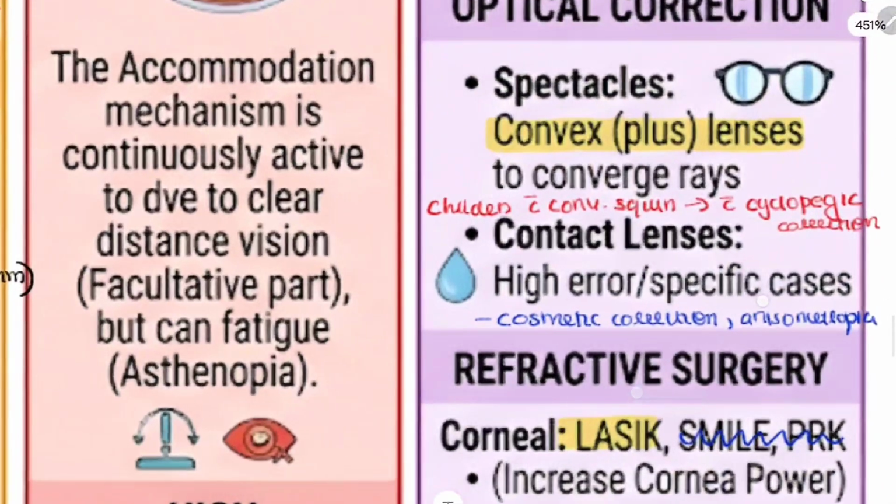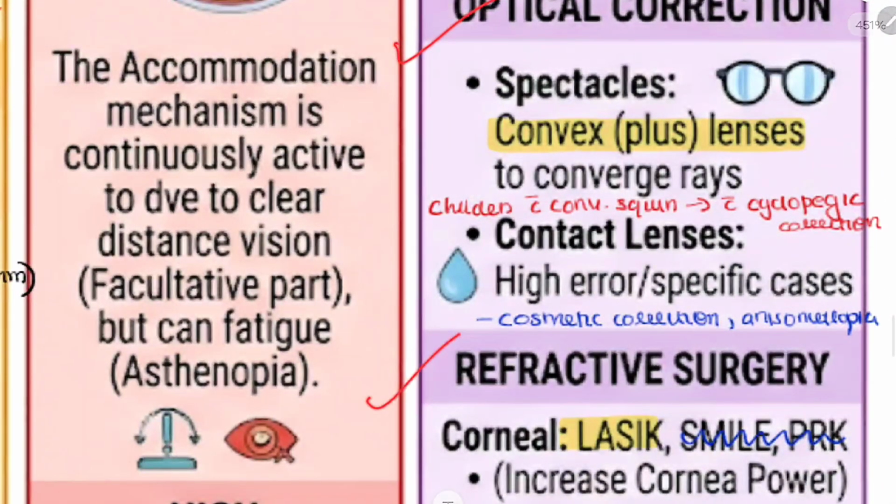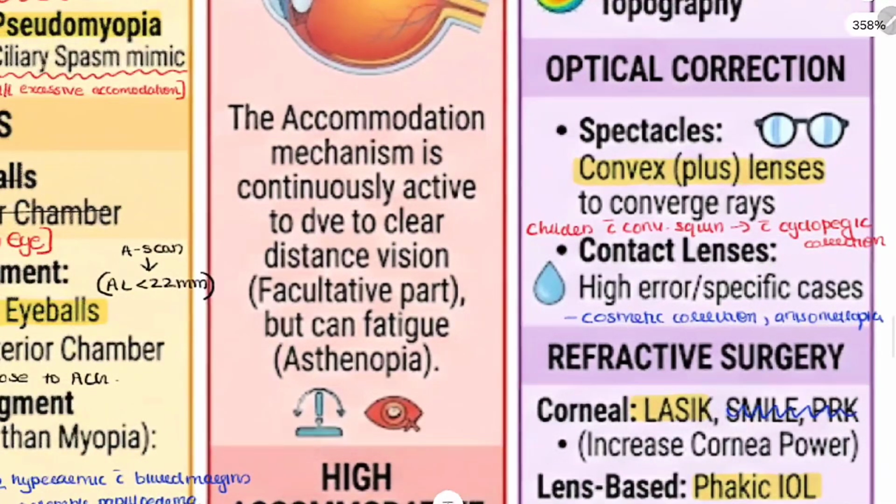Now coming to the treatment, there can be optical correction and refractive surgery. Optical correction means we are giving spectacles. Here we are giving convex plus lenses to converge the rays, and children with convergent squints should be corrected with cycloplegic correction to prevent amblyopia. So we are giving convex plus lenses, and children with convergent squint should be given cycloplegic correction.